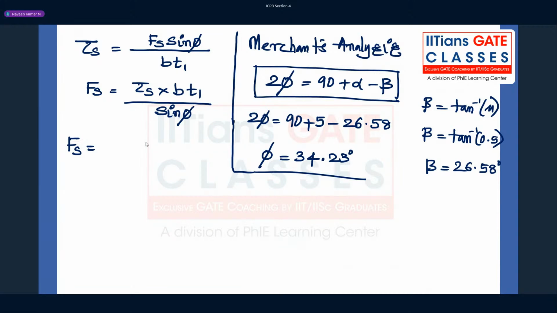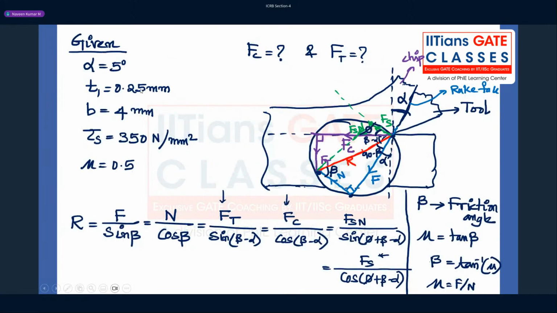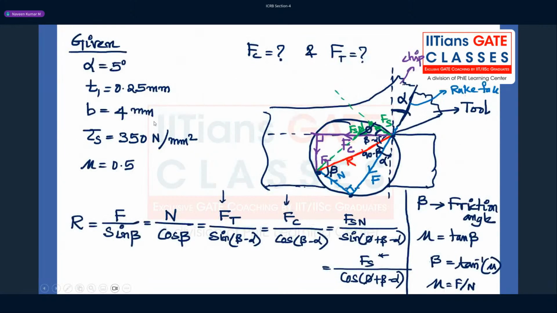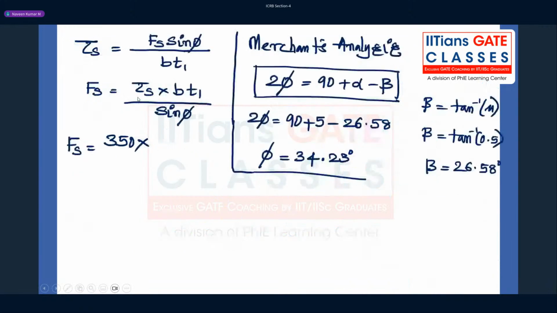Okay, 350 megapascal, but we'll put it in mm square only, because here we can see this is 0.25 mm, this is 2.2 mm, so it will be cancelling it off. So don't worry about it. Don't need to convert anything. 350 into B, B is 4. T1 is 0.25. So 4 into 0.25 divided by sine phi.